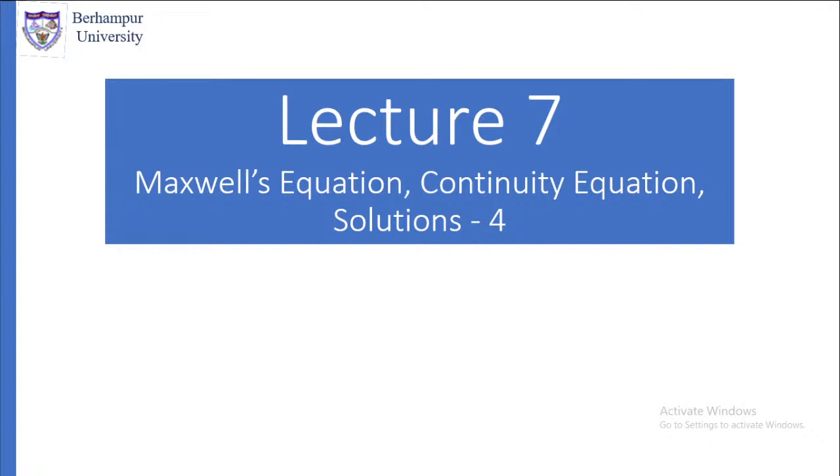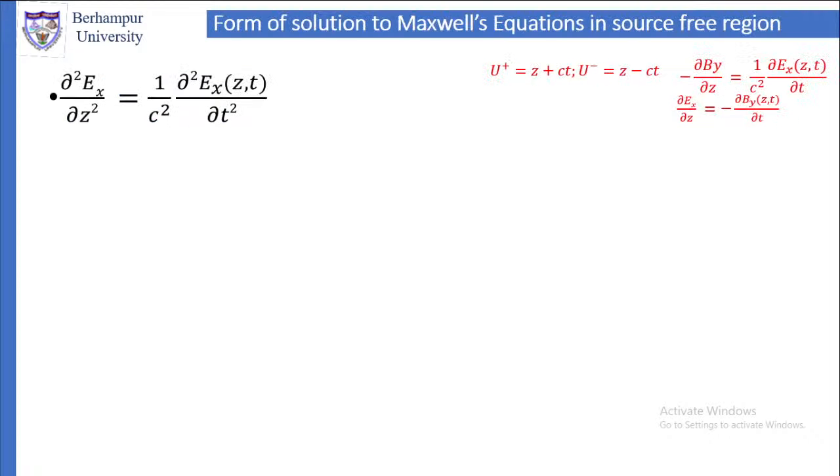Then we saw that the derivative of u plus with respect to t is equal to c, the derivative of u minus with respect to t is equal to minus c, and the derivative of u plus and u minus with respect to z is equal to 1. This is what we saw up to now. So now let us proceed with the solution of this equation.